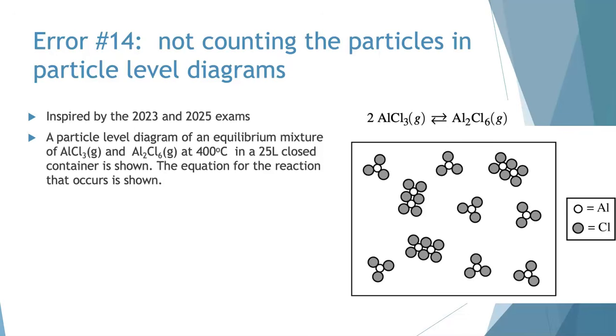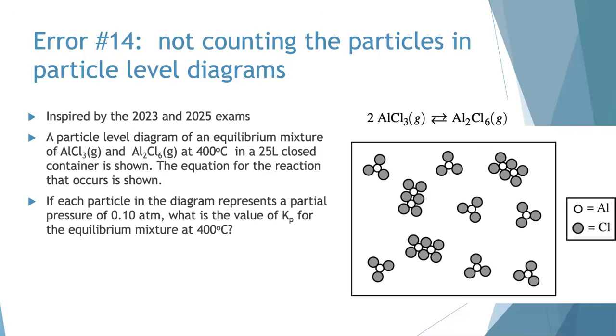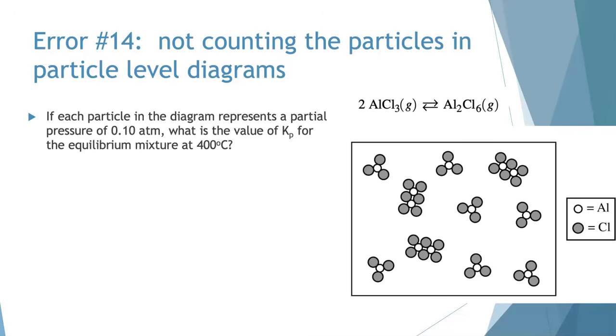A particle level diagram of an equilibrium mixture of AlCl3 and Al2Cl6 at 400 degrees Celsius in a 25-liter closed container is shown. And we are also given the equation for the reaction. The question asks, if each particle in the diagram represents a partial pressure of 0.10 atmospheres, what's the value of Kp for this equilibrium mixture at this temperature? Well, the first thing we probably should do is count particles.